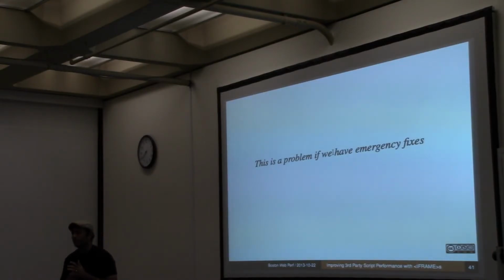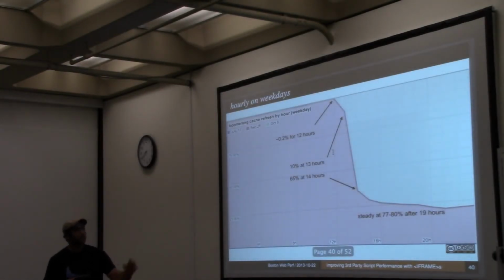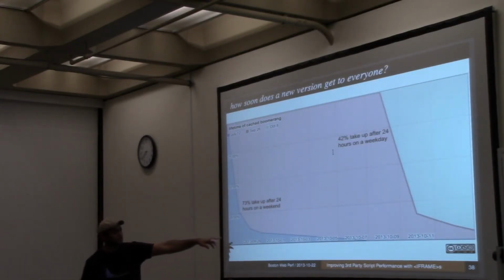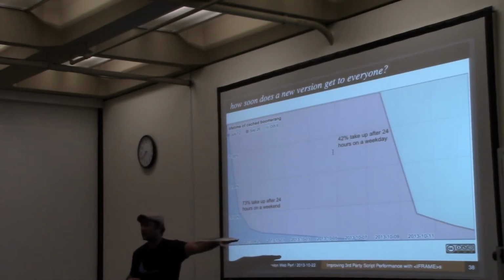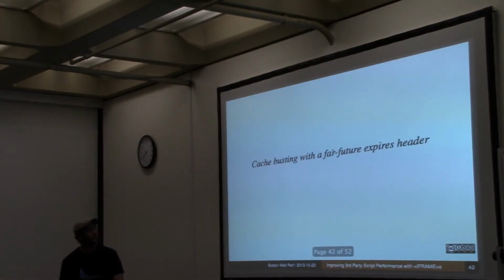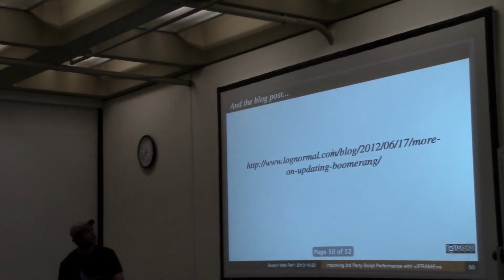So this is the problem if we have emergency fixes. You see we've got to 73%, but even after several days, there's still a small percentage of that blue line there. And in fact, I'm going to show you something else here. I'll show you that first.